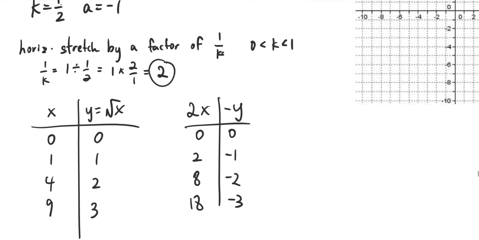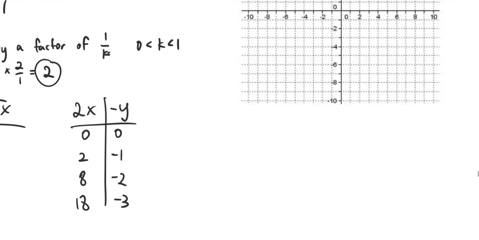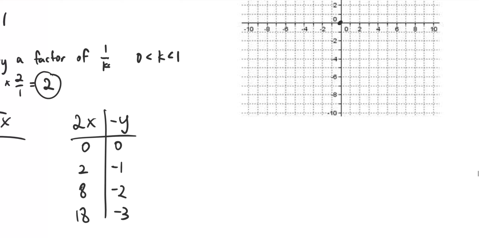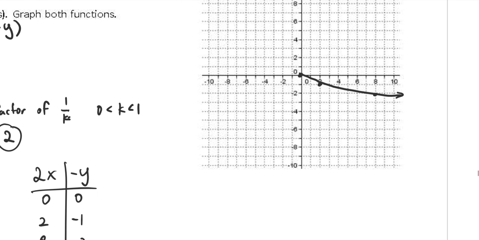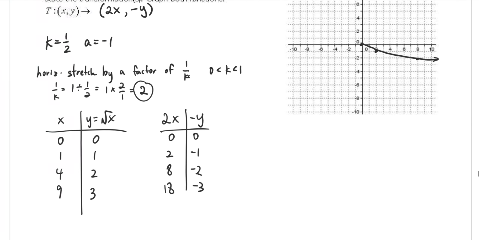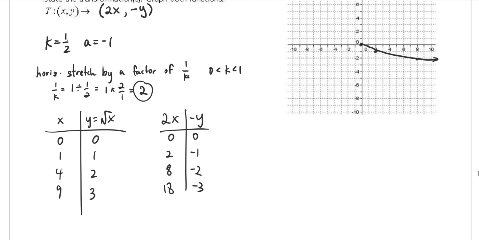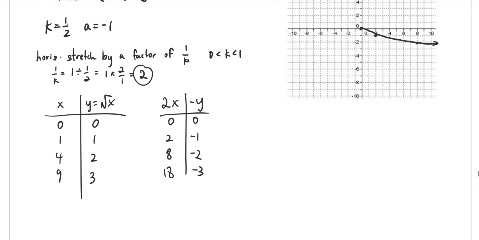Plotting these coordinates, I would have 0, 0, then 2, negative 1, then 8 and negative 2. And there's my graph. Just like that. Okay, so that was an overview of horizontal reflection, stretches, and compressions, and that ends this video.